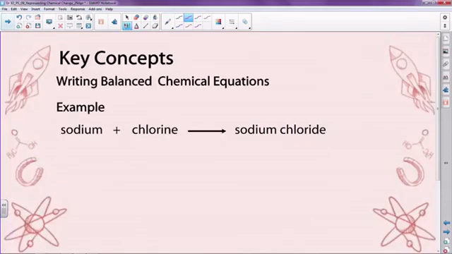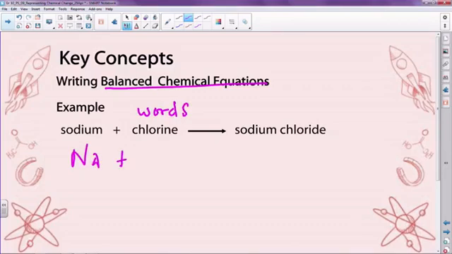Okay, this is a simple example that we're going to look at. It talks about balancing a chemical reaction. You can see that this one is written in words, so now we need to transform this into chemical symbols. Our periodic table becomes very important. We know that sodium is Na, and chlorine is one of those diatomic elements, so it's going to be Cl2. Sodium we know is a solid, and chlorine is a gas, so the phases become very important. And again, we know the arrow separates the products from the reactants.